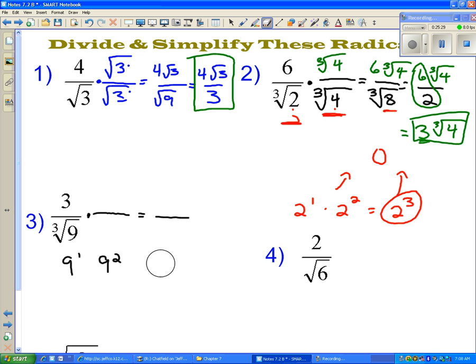What I would rather do is realize that 9 is 3 squared. That means I need to multiply by 3 to the first to get 3 to the third so I can do the cube root. So in here, I'm going to do the cube root of 3 so that I end up with the cube root of 27, which reduces to 3.